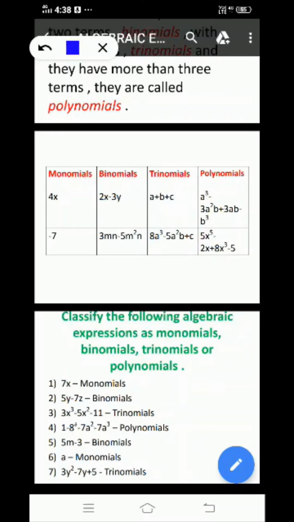Binomial, again 5m minus 3, there are two terms, therefore it is a binomial. Only one term is there, therefore it is a monomial. And the third one, the last one, is 3y square minus 7y plus 5. Here three terms are contained, therefore it is a trinomial. Okay, it is a very simple concept.